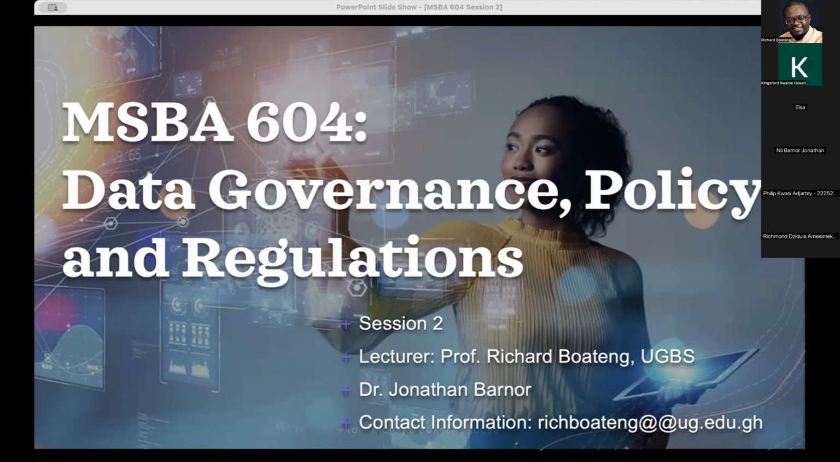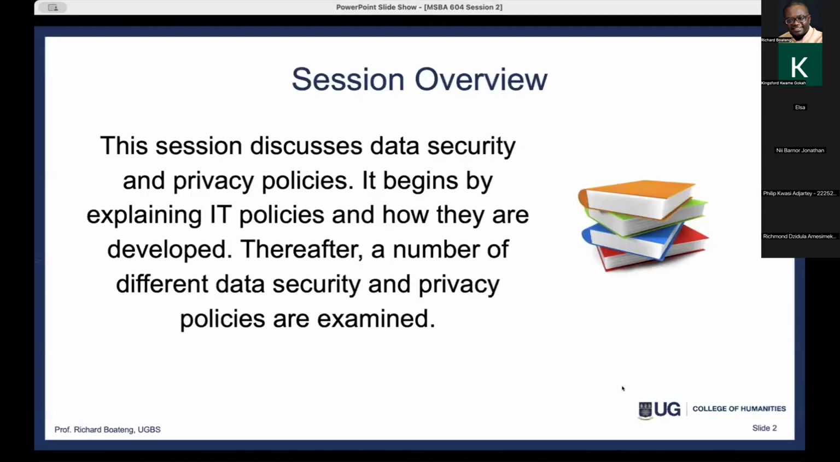Next week, we'll look at data governance policies in detail and look at the different frameworks that we use to develop it. I wanted to go to that topic, but I realized if I don't give you the foundation of what IT policies are, we will not be able to have a better appreciation of what we'll be doing next week. So just bear with me. I promise to do data governance frameworks, but I need to give you a basis for that. So that's what we'll try to do today.